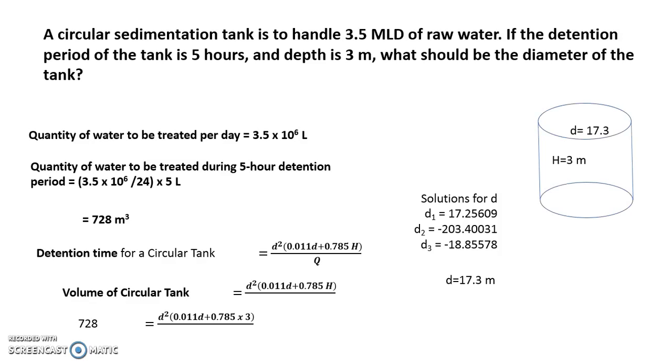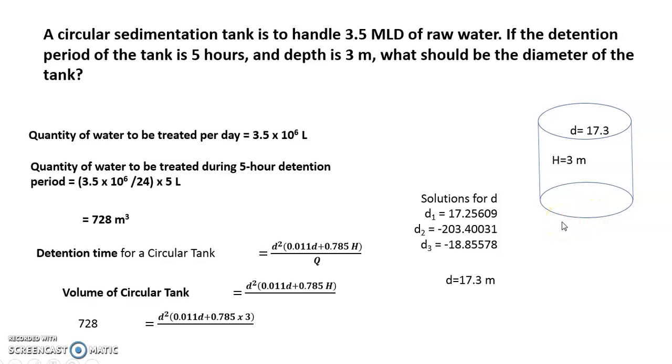Now if you draw a diagram, the diagram is this: d equals 17.3 meters diameter, and the height which is given is 3 meters. So this is how we design a circular sedimentation tank. Of course, this formula also accounts for a hopper arrangement on the bottom side, where you collect the sludge and dispose of the sludge.